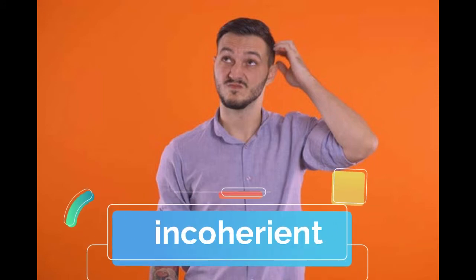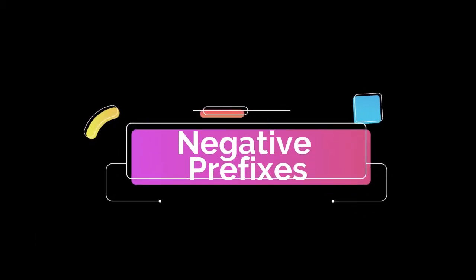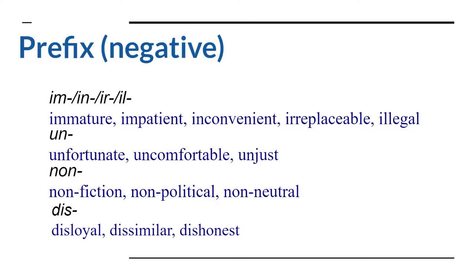For example, incoherent. Like, huh? What is that? I don't understand. Exactly. Incoherent. So, how do we guess the meaning of a word? These are some useful clues. There are prefixes that bring a negative meaning to the word. What that means is that it makes the word turn into a bad word or the opposite meaning of the word. So let's look at the few that we have here.